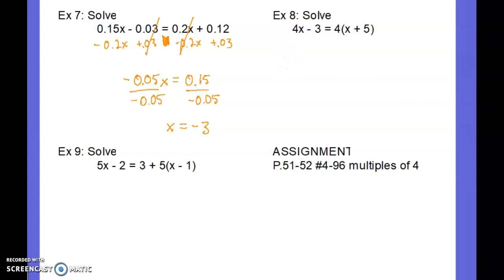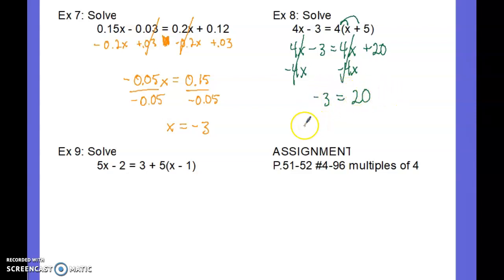Okay, so we do have a few other items that we need to discuss. So hopefully you didn't get too far ahead of me. As I distribute this, again, I like to simplify before doing things. So nothing to simplify on the left side. 4x plus 20. But as I subtract 4x over here, what you'll notice is both terms cancel. So I'm left with negative 3 is equal to 20. Well, if you look at that, there's no variables now. And this is not a true statement. So this is no solution. So what does that mean? That means there is no possible value for x that makes this equation true.